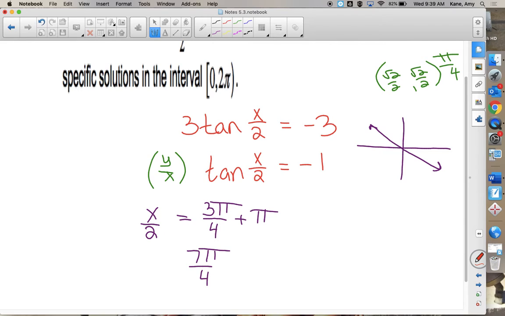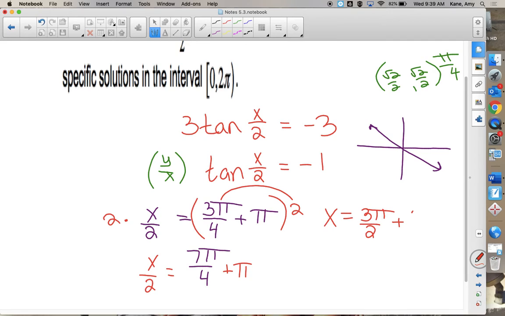So Emma, if it's x over 2, how do you solve for that? You multiply it by 2. So times 2. All of this is doubled. So Emma, 3/4 times 2 becomes, and pi times 2 is 2 pi. So what would a specific angle be? What's the first angle answer? This right here, 3 pi over 2.